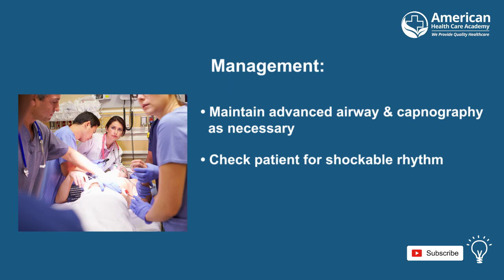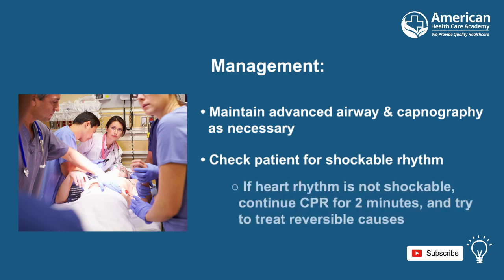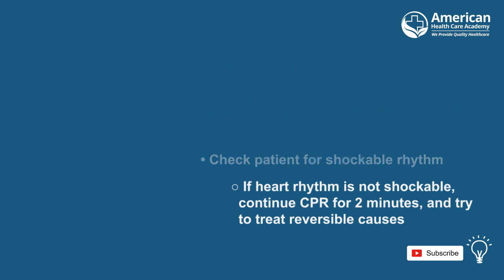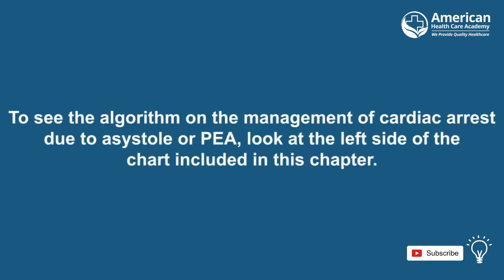Pause and check the patient for a shockable rhythm. If the heart rhythm is not shockable, then continue performing CPR for 2 minutes and try to determine and treat the reversible causes. To see the algorithm on the management of cardiac arrest due to asystole or PEA, look at the left side of the chart included in this chapter.